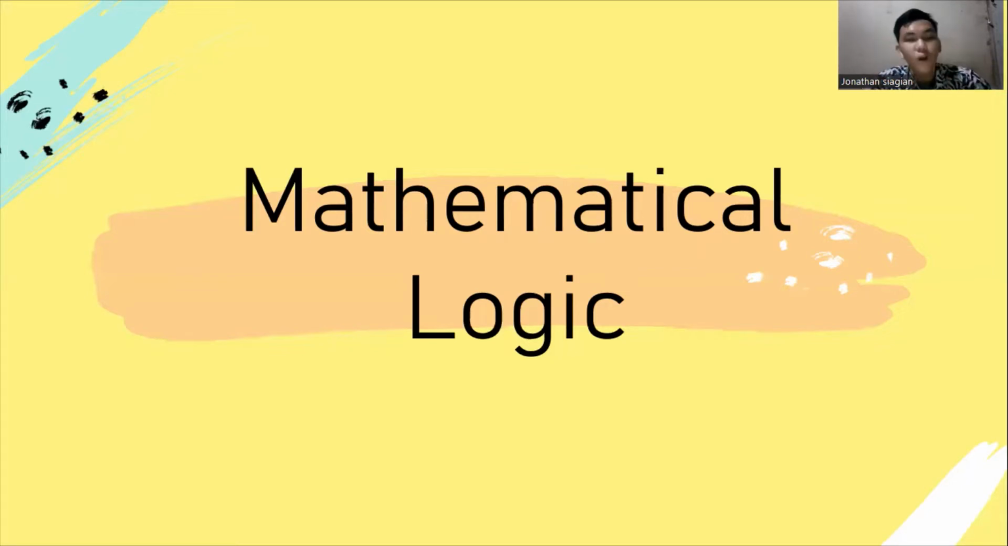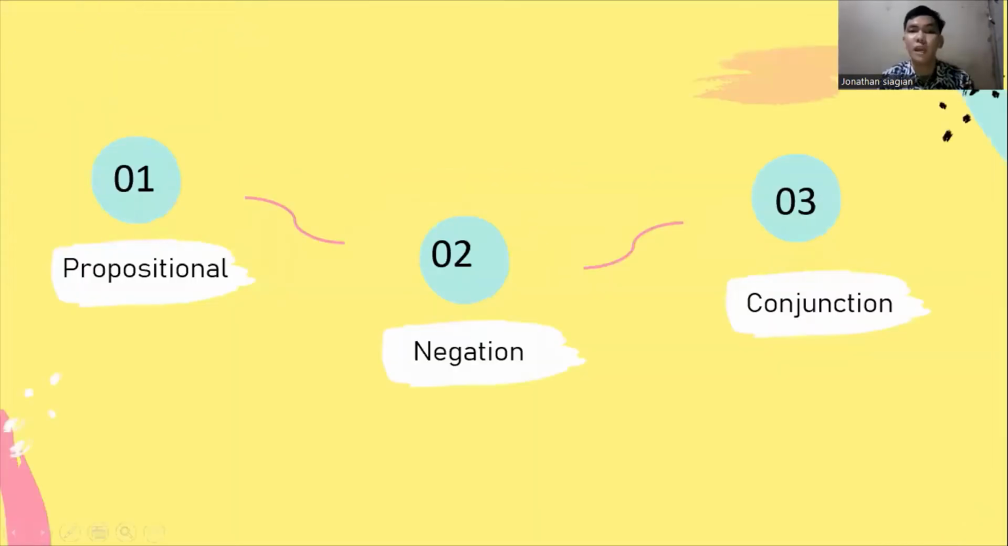Okay, today we are learning about mathematical logic. We can see on this screen is mathematical logic. And today we want to discuss three materials. First is propositional logic, the second is negation, and the third is conjunction.